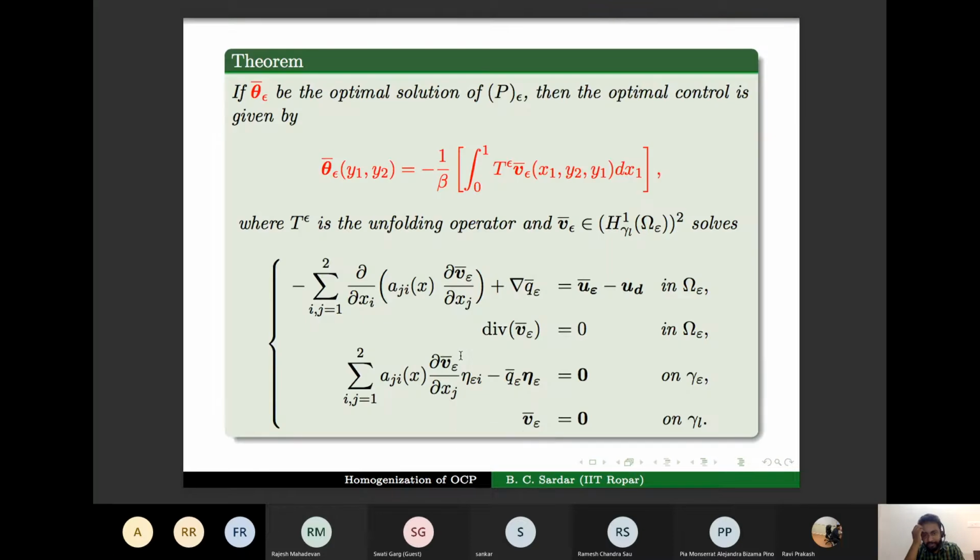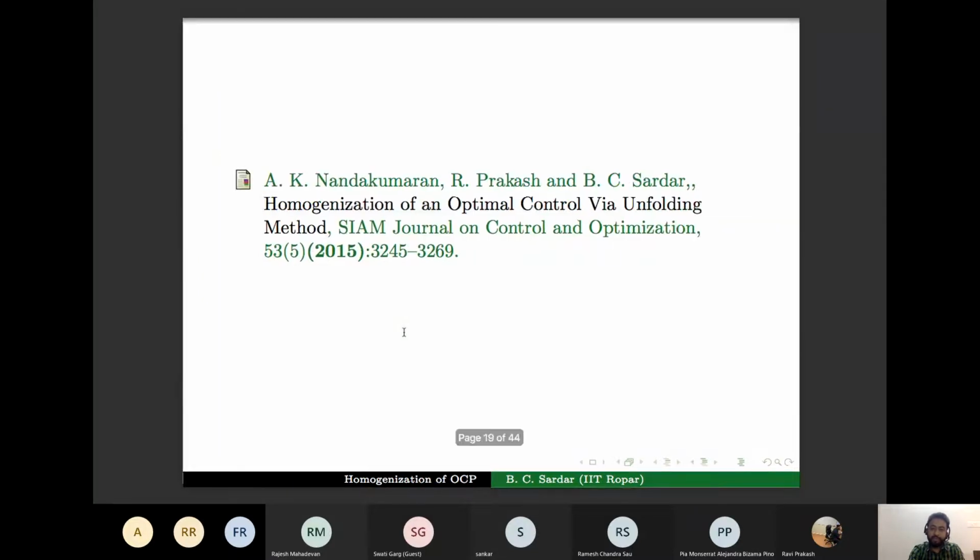So this is the characterization of the optimal control problem. In our case, for the optimal control theta epsilon, we have found it using this unfolding operator, where this is the adjoint state corresponding to our Stokes operator. Fine. And this characterization is not new. Earlier, in our work for the Laplace operator, we characterized the optimal control using the unfolding operator.